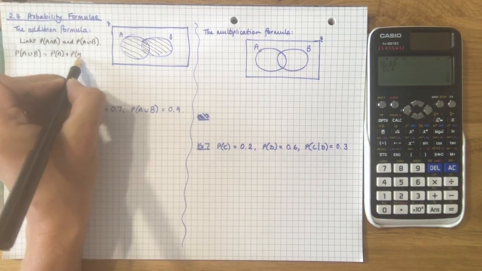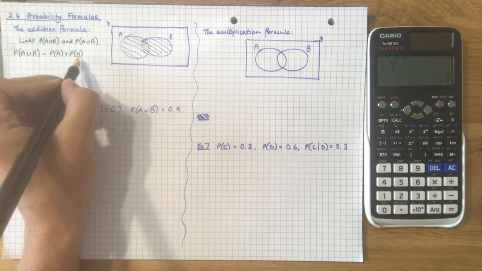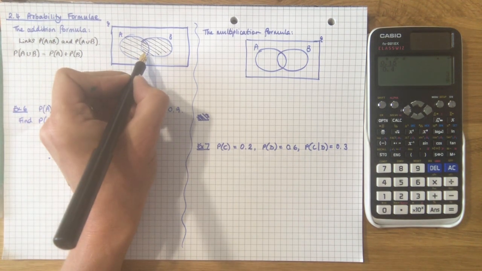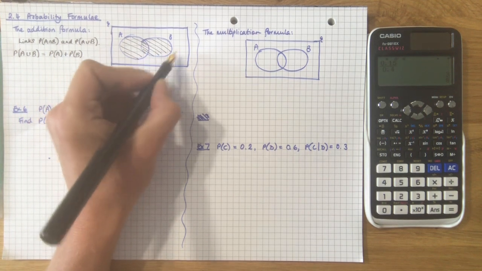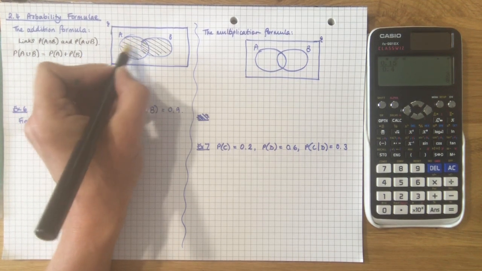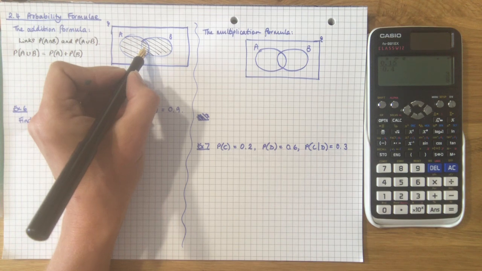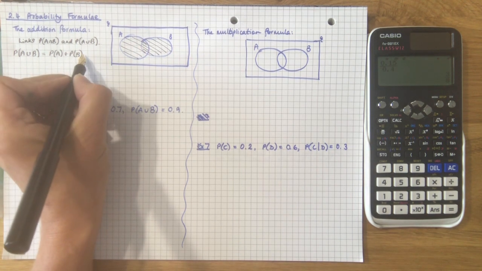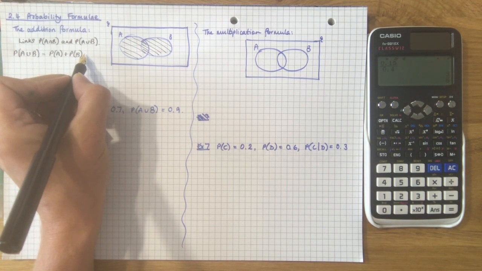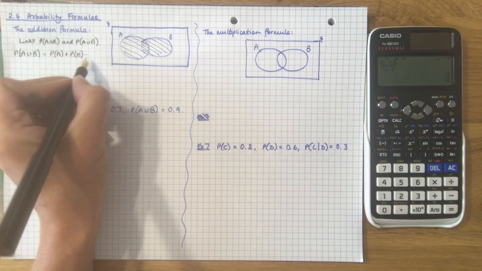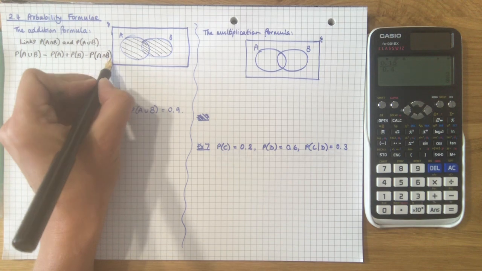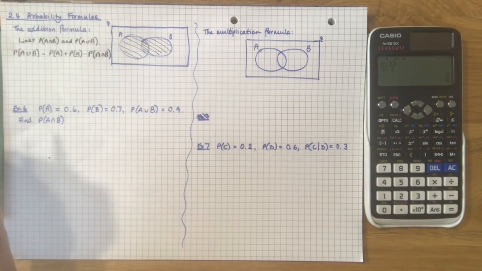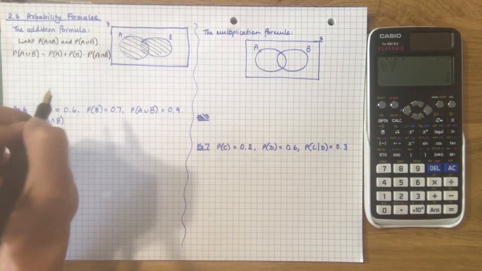But if I just add A and B together, I have a problem because I have counted the intersection twice, and the union counts everything in the circles, but the intersection would only be included once, of course. So because we've included the intersection twice, we need to subtract one instance of the intersection so that it's only included once. And this here, therefore, is called the addition formula.